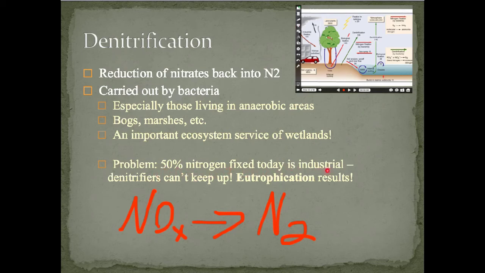The problem is 50% of nitrogen fixed today is industrial, and denitrifiers can't keep up. Eutrophication tends to result. Remember, eutrophication is where the pond gets too many nutrients, and then the algae do well, they die, decomposers do well, and sediment slowly builds up, reducing the amount of space and oxygen for other larger living things within those lakes. So denitrification, assimilation, nitrification, and nitrogen fixation are the ones we've gone over so far.